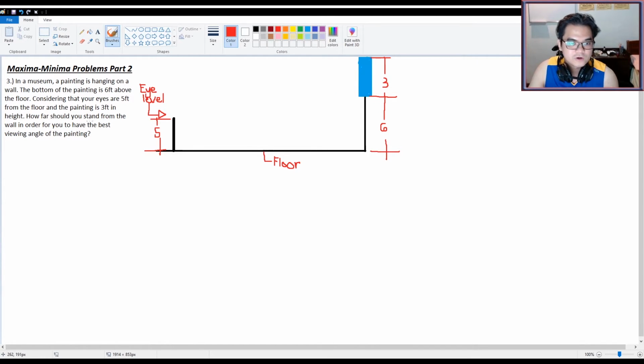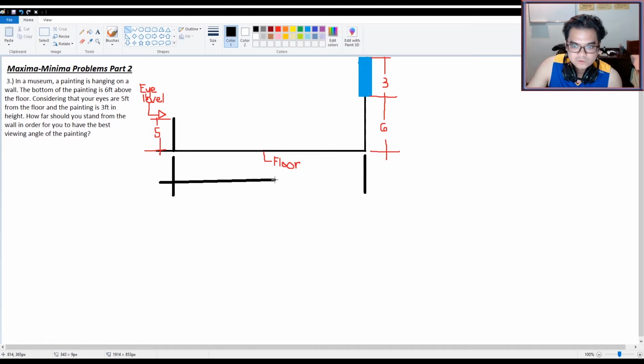Okay, so how far should you stand from the wall in order to have the best viewing angle? So if this is your eye level, of course, this is also you. You are standing at a distance from the wall or from the painting, and that is what we are looking for. How far? So this will be your X. Okay, there you go. So that is your X.